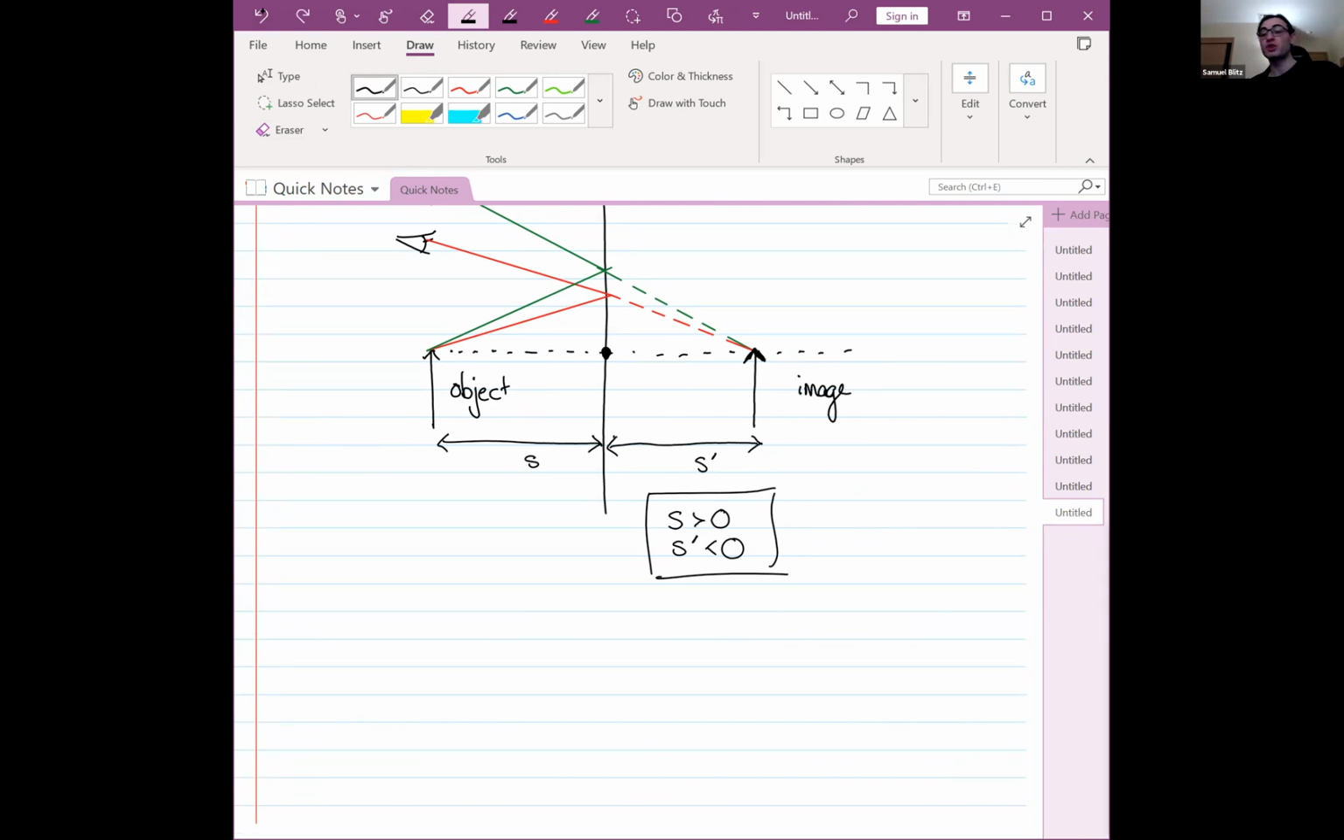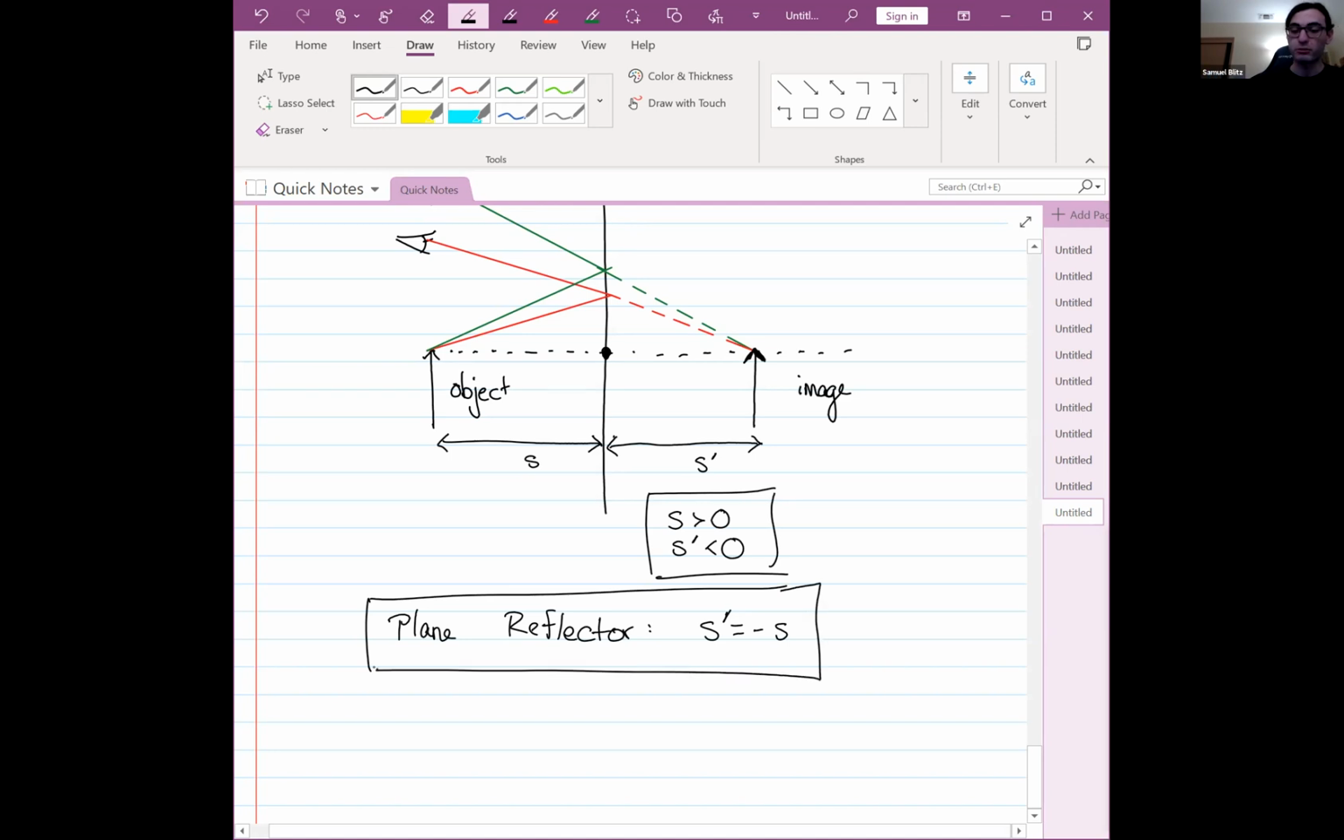And so you can work out the geometry. It's actually really straightforward in this case for a planar mirror. For a plane reflector, we have a formula relating S and S prime. It is just that S prime is equal to negative S. And that's our formula for planar reflectors, for mirrors.